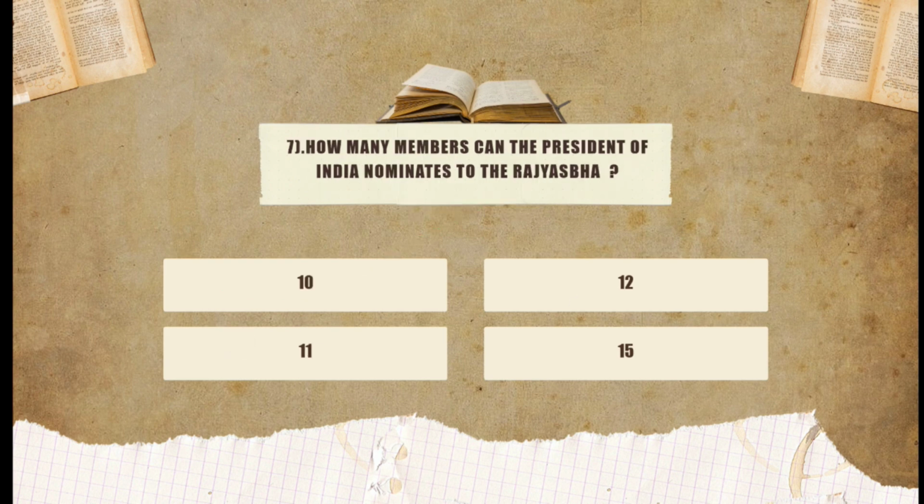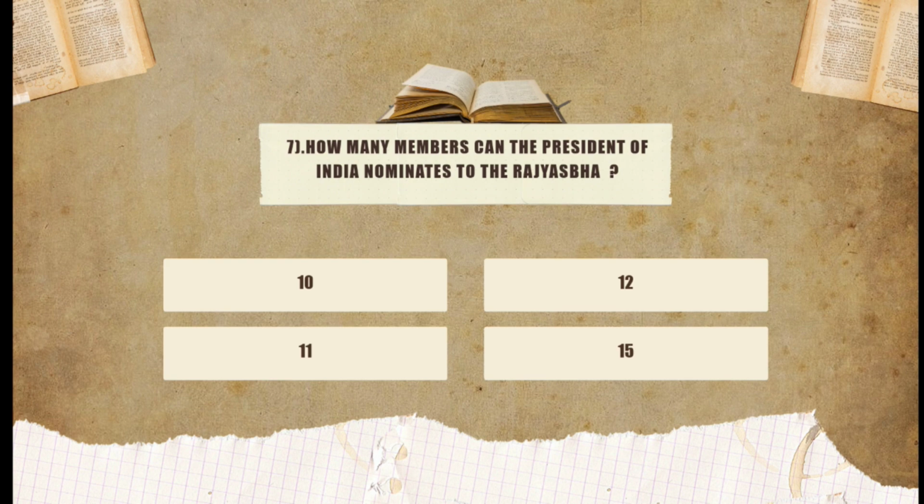Question number seven asks: how many members can the President of India nominate to the Rajya Sabha, or the Council of States? The options are: option A, 12 members; option B, 10 members; option C, 11 members; and option D, 15 members.